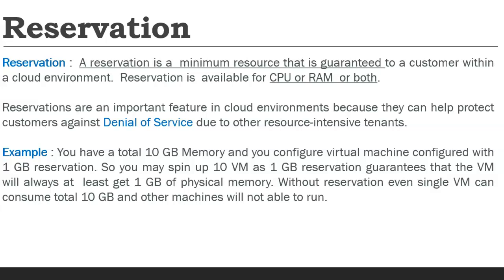If we give an example here, you have 10 GB of memory and you want to configure VMs such that 1 GB is the reservation. So even if you spin up 10 machines, each will have 1 GB as a reservation guarantee. At least 1 GB will be allocated to each VM. Without reservation, even a single VM can consume the whole 10 GB and other machines will not be able to run. So reservation gives you a guarantee that you will be able to run the business with the minimum resources required.